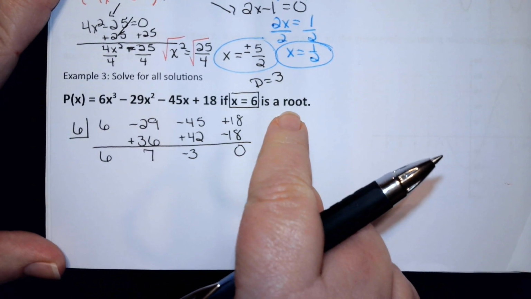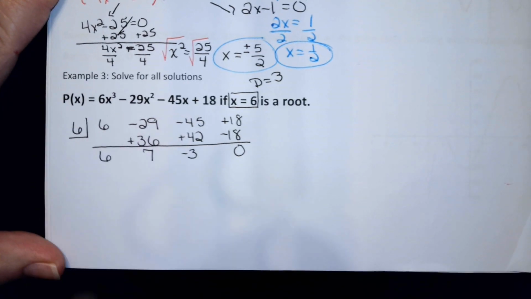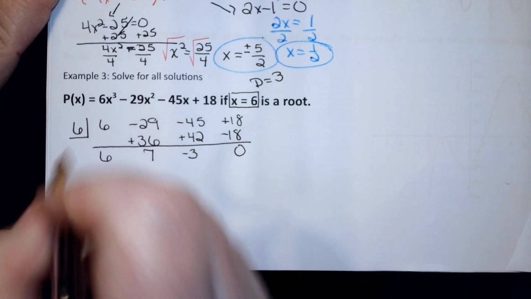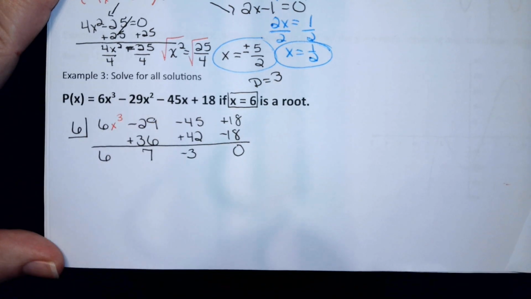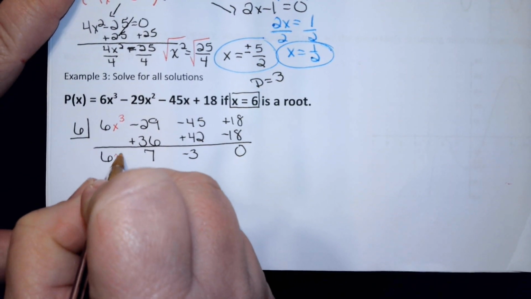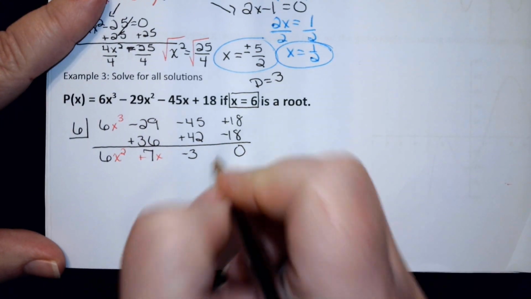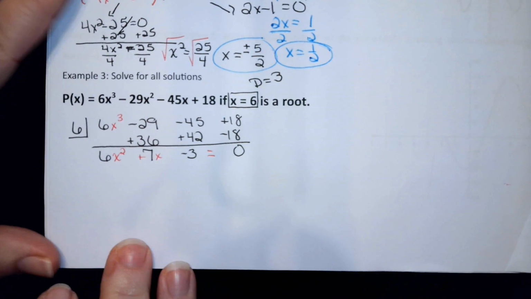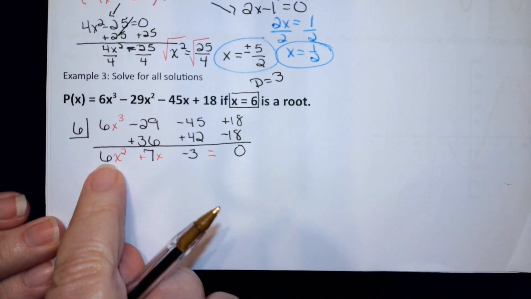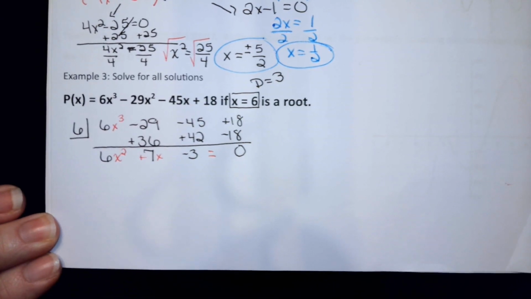If this is a root, you should always get a 0 here. If you don't get a 0 right there, then you've messed up on your sign somewhere. Alright, so what we have here, this was originally an x cubed. But now, each time we do a synthetic division, it drops a degree. So this is x squared, a positive 7x, and a minus 3 equals 0. Now that we've got it down to a quadratic trinomial, we can use quadratic formula.